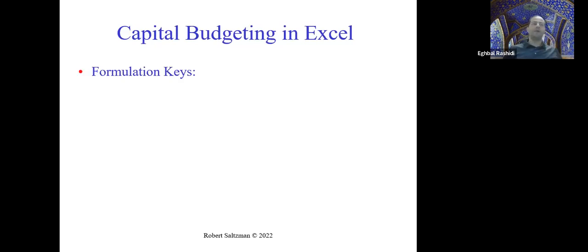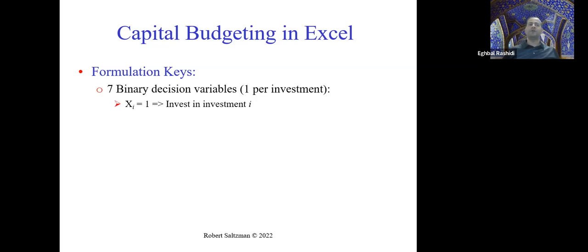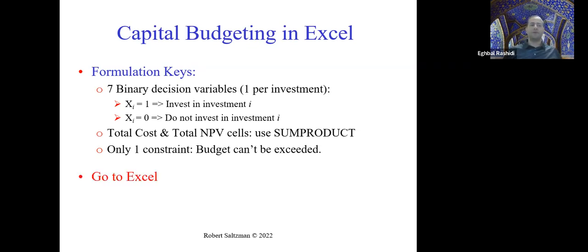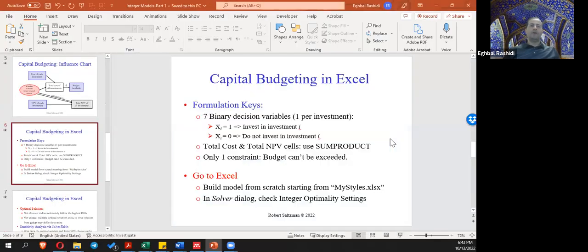Right, so how do we formulate this problem in Excel? As I told you in email, I have already published all the class material that I'm using here, the Excel files and the slides, on iLearn. There are 7 binary variables for our problem, for the 7 investments. For each investment, you want to see whether you would invest in it. Say X1 stands for whether you invest in investment 1 or not. X1 would be 1 if you invest in investment 1, and 0 if you don't. So there will be 7 binary decision variables. For the total cost and total NPV, we're going to use SUMPRODUCT. There's only one constraint, the capacity of your knapsack, or here the budget that we have. So we're going to go to Excel to solve this problem.